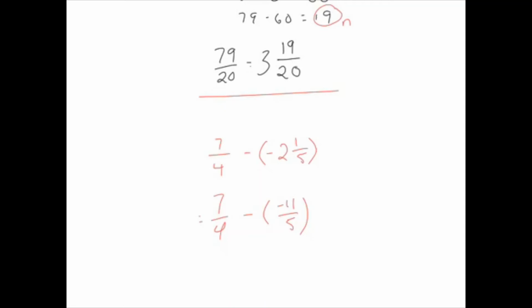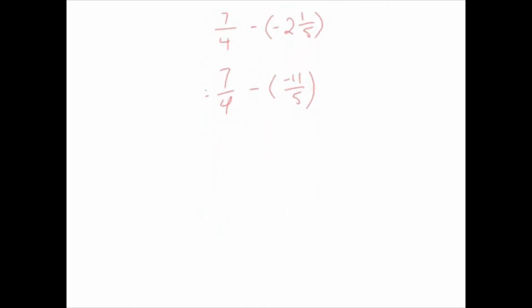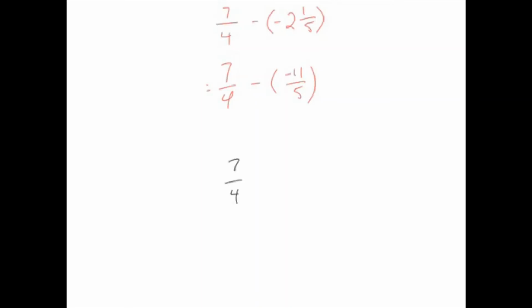Okay, now I'm going to use a cross multiplication technique. Some people refer to this as the butterfly method, simply because as I go about doing this, it kind of uses the shape of a butterfly to help us. So just to make things a bit more clear, I'll move down and give us some space. So 7/4, and then we have subtracting negative 11 over 5.